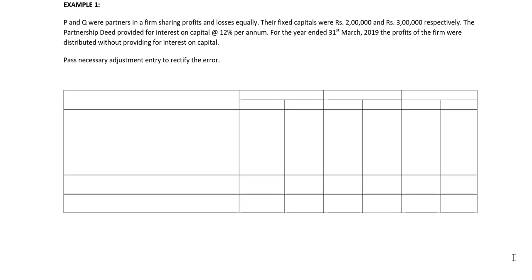Now we understand from the sum that interest on capital has been omitted to be allowed. So to rectify the error, we need to provide interest on capital at 12% per annum on the capitals of P and Q. We'll begin with the working note.